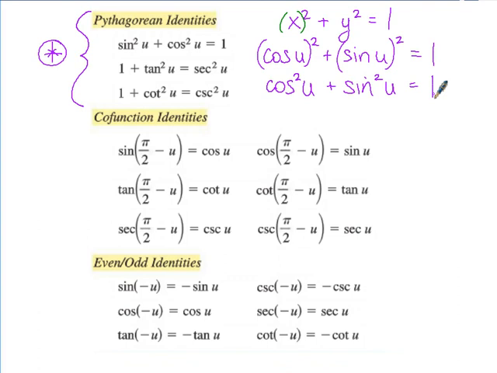Now, this is a very, very, very important equation to use, because you may have to solve this equation for sine squared u, which means subtract cosine squared u from both sides, and you have 1 minus cosine squared u. And you may have to use that for substitution somewhere. You may have to solve this for cosine squared u minus 1, which would be equal to negative sine squared u. So it is an equation, but it can be used for substitution.